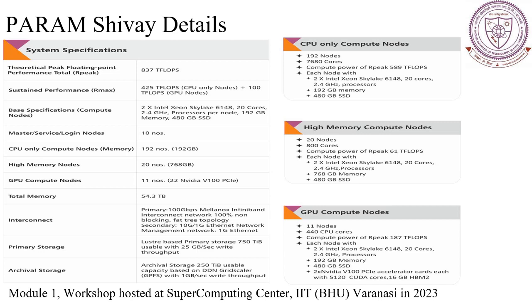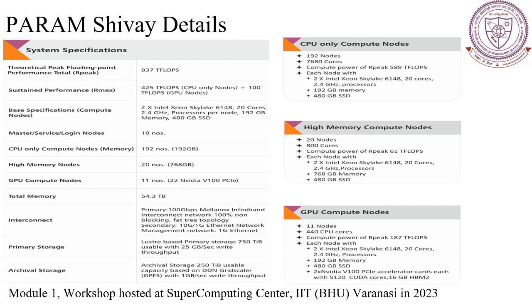In the case of Param Shivay, the sustained performance is 425 teraflops for CPU only nodes and 100 teraflops for GPU nodes. This means that the system can average 425 trillion floating point operations per second for CPU only nodes and 100 trillion floating point operations per second for GPU nodes over a period of time. The sustained performance of a computer system is affected by a number of factors, including the type of application being run, the amount of memory available, and the efficiency of the system software.